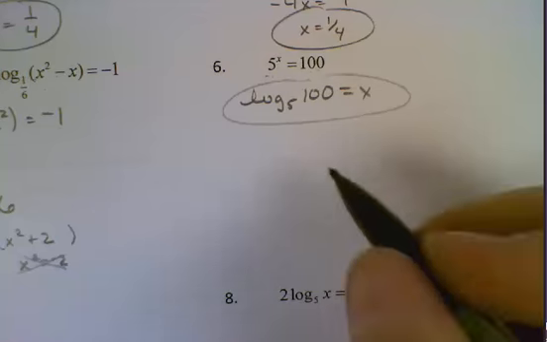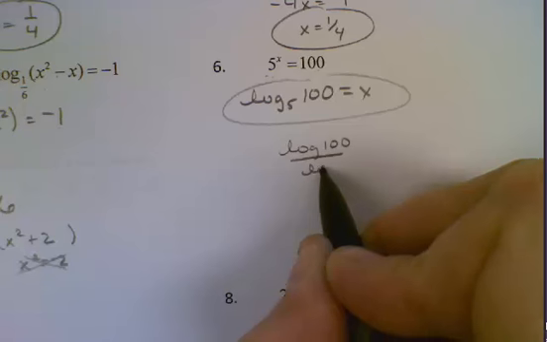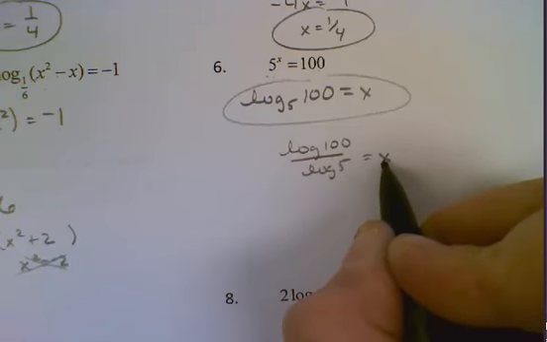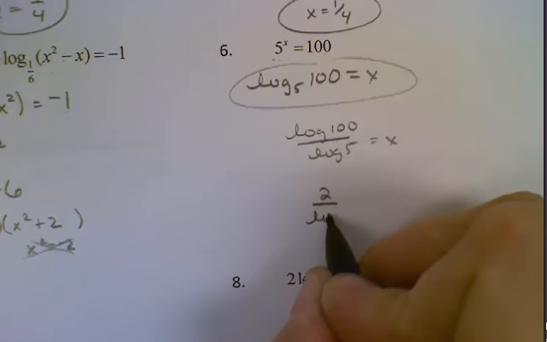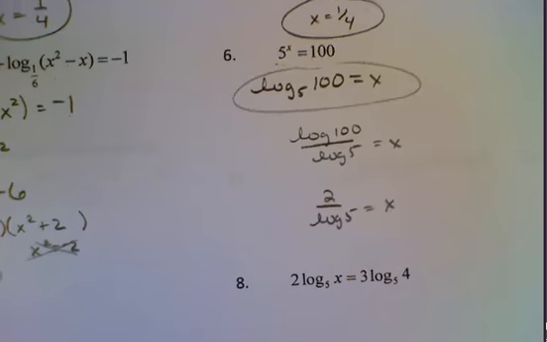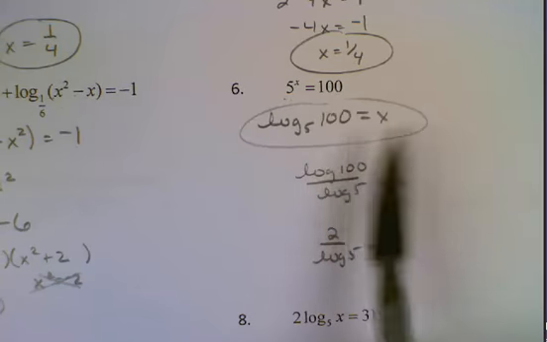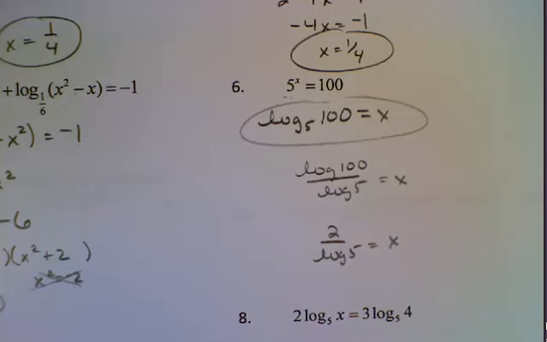You know, you could change a base and say it's the log of 100 over the log of 5, but you don't have to. I'd accept that answer though. Log of 100 is 2, so 2 over the log of 5 is another acceptable answer. So any of those work. I would assume most of you would just stop there. Okay, so if it's in exponential form, put it in log form. If you can't simplify it, then you're done.